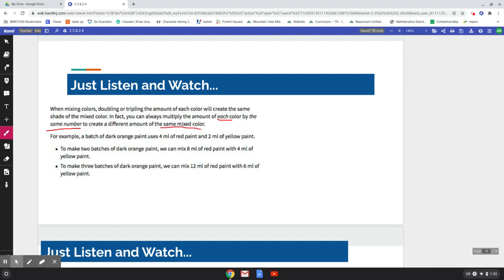So here's an example. It says a batch of dark orange paint uses 4 milliliters of red and 2 milliliters of yellow. To make 2 batches of the orange paint, we would mix 8 and 4. So notice how this is 4 times 2. And that's how they got the 8 right there. And then this is 2 times 2. And that's how they got the 4 right there.